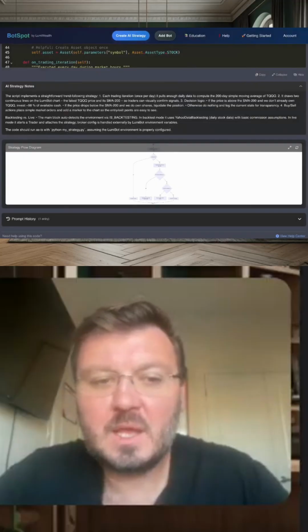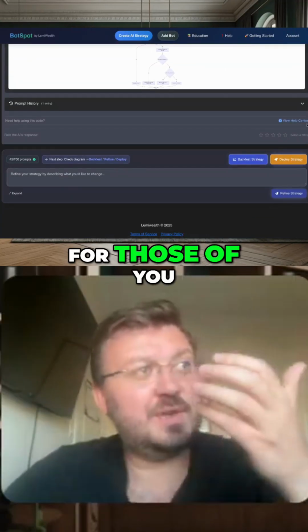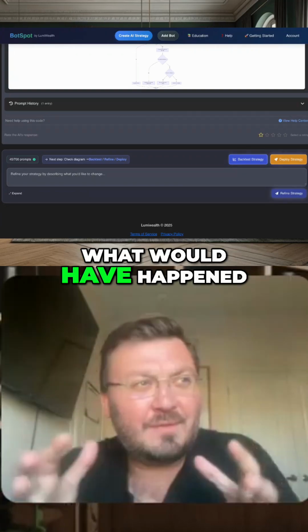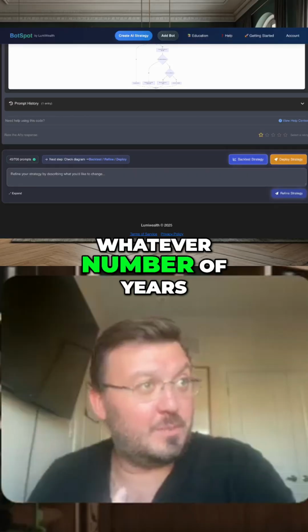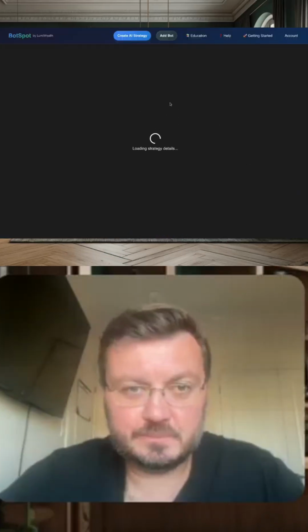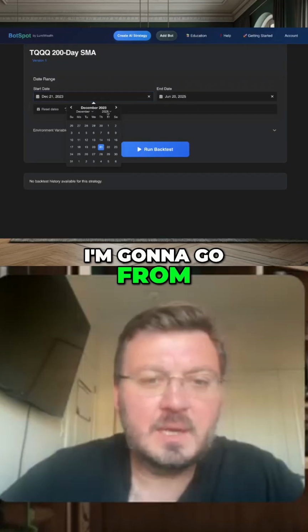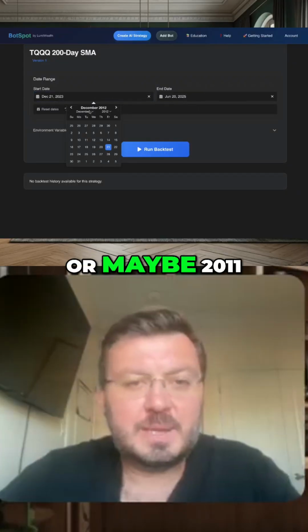Okay. And then once you've done that, what you could also do is go ahead and backtest. For those of you that don't know what a backtest is, it's basically simulating what would have happened if I had run this over the past whatever number of years. Okay, so that's what I'm going to do. I'm going to go backtest strategy. I'm going to set my date range. I'm going to go from, I think TQQQ came out around 2012 or maybe 2011.